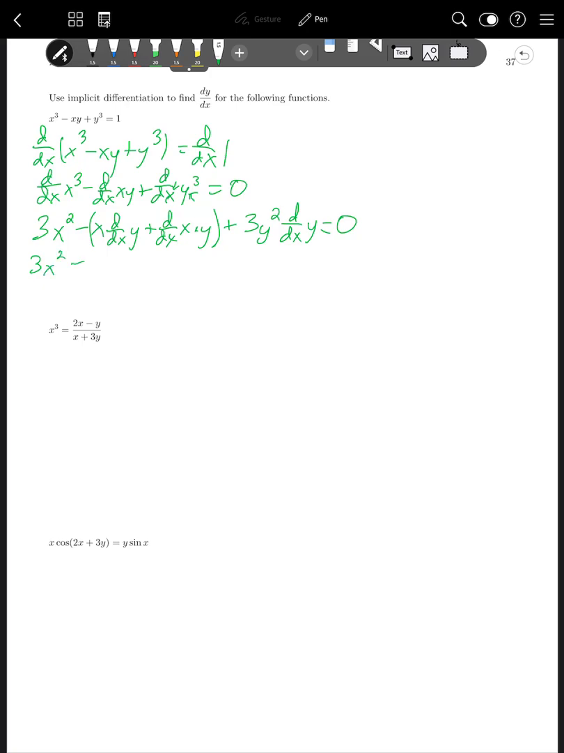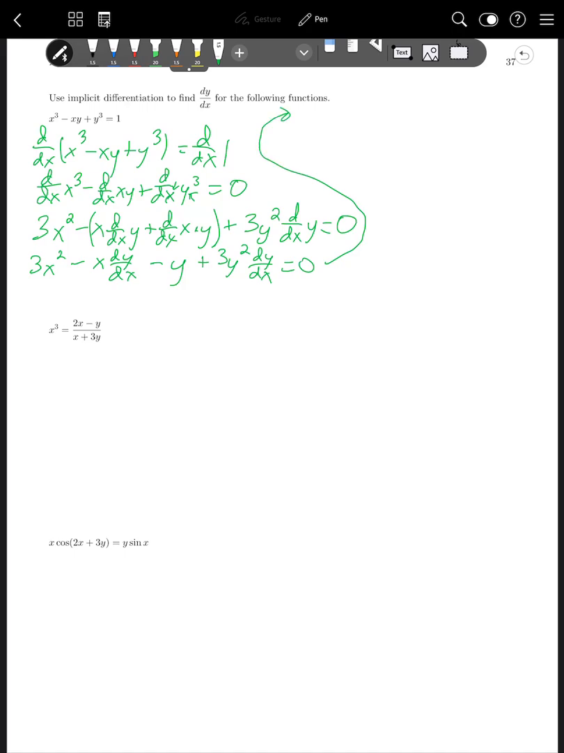minus, well, what's the derivative of y with respect to x? Well, it's dy/dx. The derivative of x with respect to x is 1, so this would be, and we have to distribute the negative, so minus y plus 3y squared. And then what's the derivative of y with respect to x? Well, it's dy/dx equals 0.